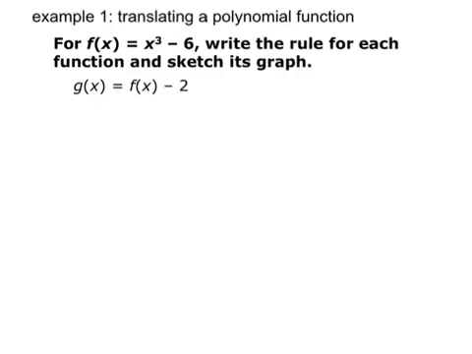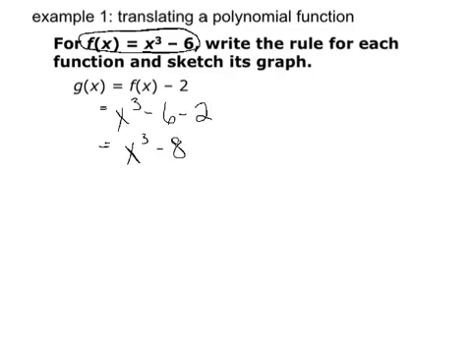It says write the rule for each function and sketch its graph. Sketch is not an accident there, we just need a sketch. So our new function is going to be f of x minus 2. We know what f of x is, so we write f of x minus 2. So this one's pretty simple. We do x cubed minus 8.